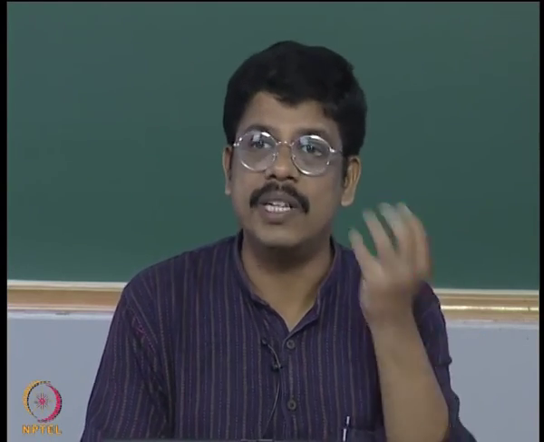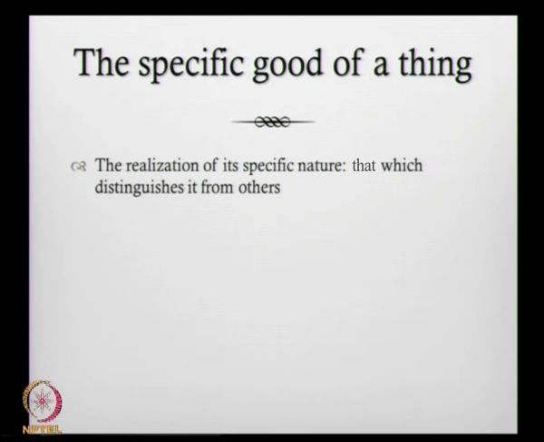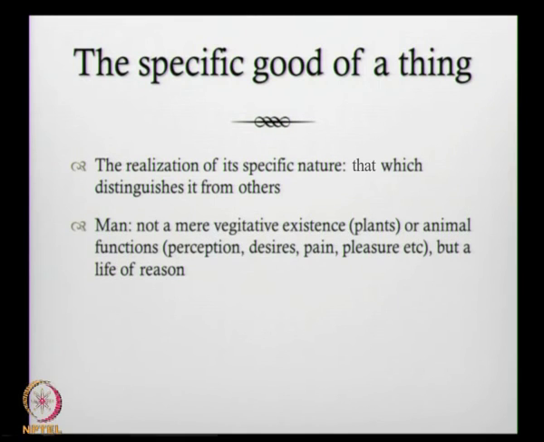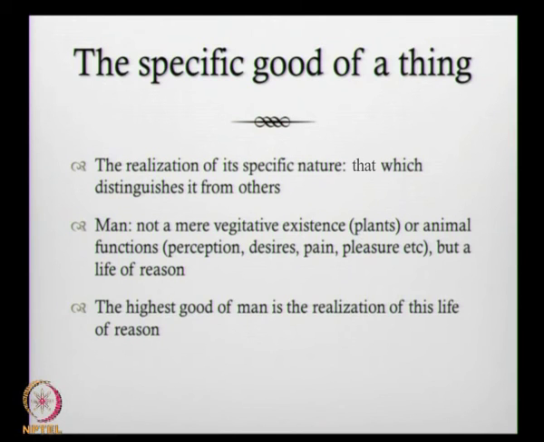So what is that ultimate objective of human life, the ultimate objective in the light of which every human action can be understood? And here he says that the realization of its specific nature, you consider any object for that matter, the realization of its specific nature is its goal, that which distinguishes it from other objects. So if you consider from that perspective, man is not a mere vegetative existence like plants, for example, or animal functions like perception, desire, pain, pleasure, which all these things we share with other animals, but man has a life of reason. So the rational aspect of man is highlighted, which is more important than anything else. The highest good of man is the realization of this life of reason.